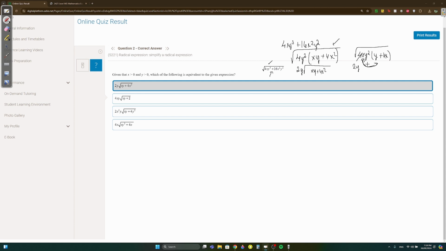So if you want our answer in simplest form, you're going to get this. Like, look, if you apply the radical, you can get 2y radical x y plus 4x. And why do you want to do this? Just keep it as xy plus 4x squared radical 2y.